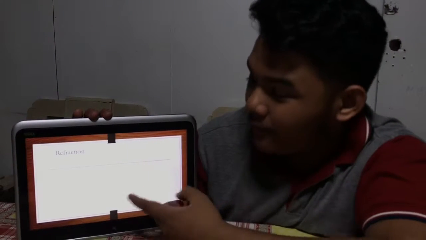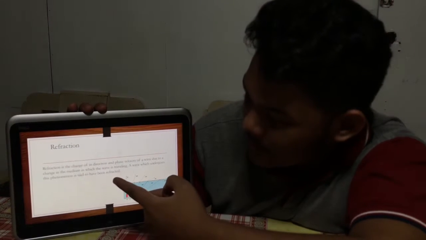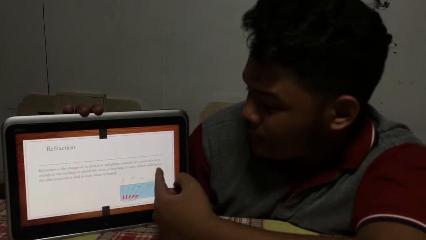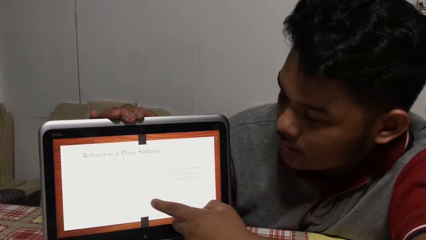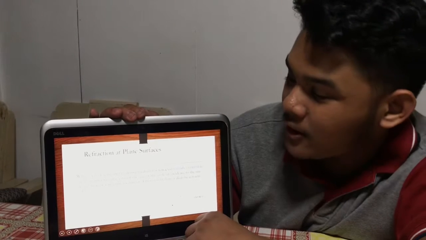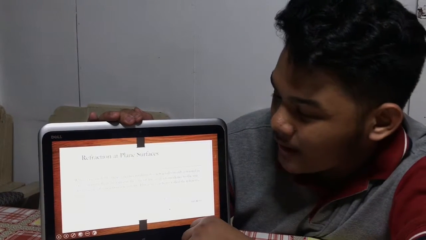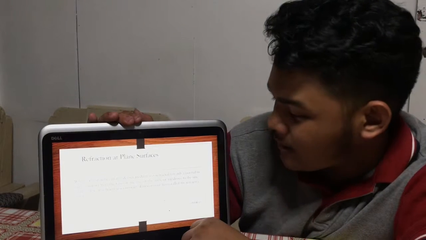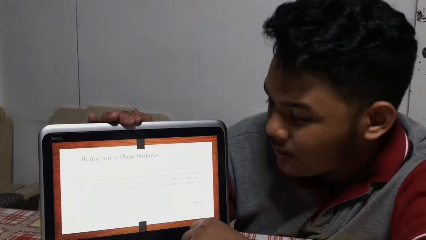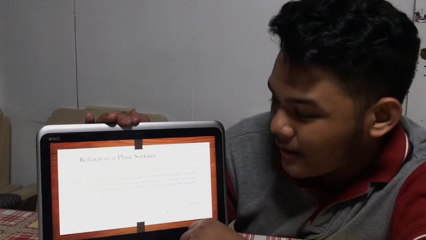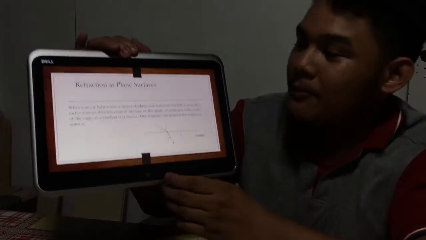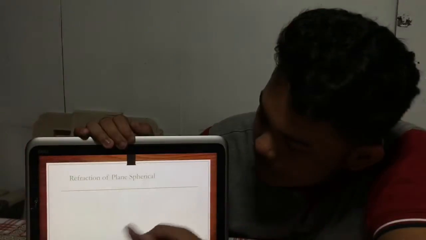The next one is refraction. Refraction is the change in direction and phase velocity of a wave due to a change in the medium in which the wave is traveling. Refraction at plane surfaces: when a ray of light enters a denser medium, it is refracted towards the normal in such a manner that the ratio of the sine of the angle of incidence to the sine of the angle of refraction is constant. An example of this is in this video.